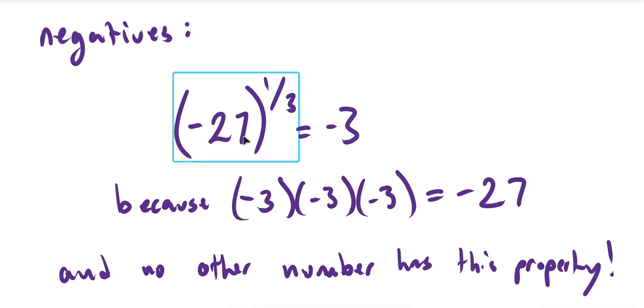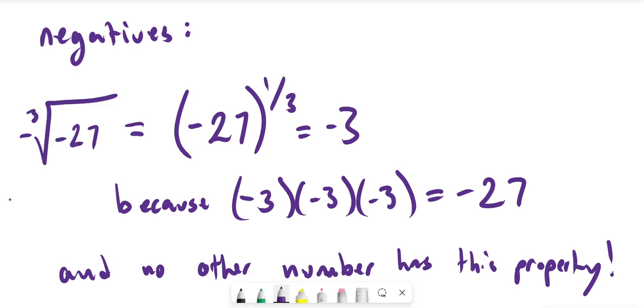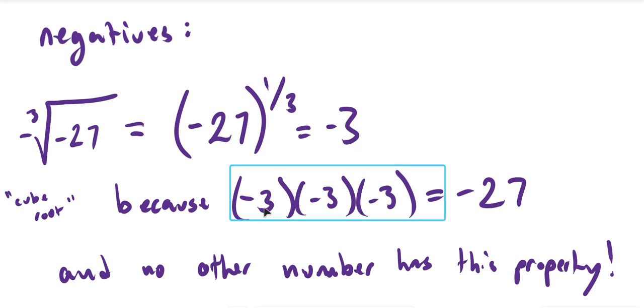So in other words, what is the 1/3 power, or the cube root? This could also be written with radical notation, and this happens frequently enough to get its own name. This is called the cube root. The cube root of -27, or the 1/3 power of -27, is -3. And that's because there's only this one number, -3, that if I multiply it by itself 3 times, I get -27. No other number has this property, so the answer is unambiguously defined.